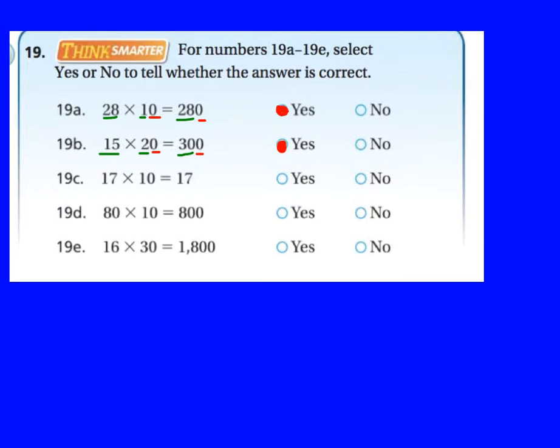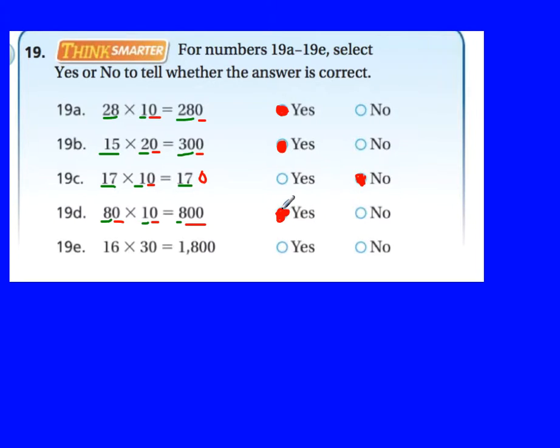Okay, welcome back. 17 times 1 is 17. What did they forget to do? You're supposed to add a 0. They're missing a 0. This should be 170. So the answer is no. Okay? 8 times 1 is 8. Add 2 zeros, 1, 2, which they did. So yes, that's the correct answer.